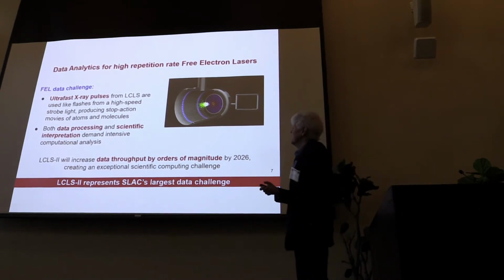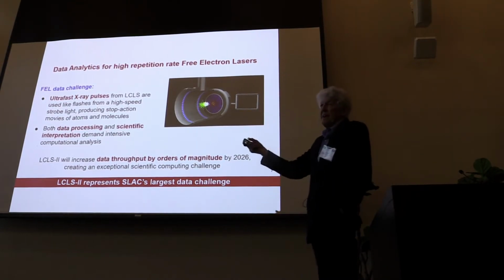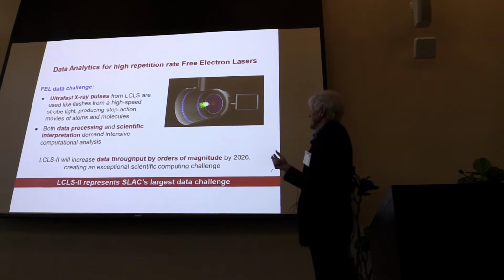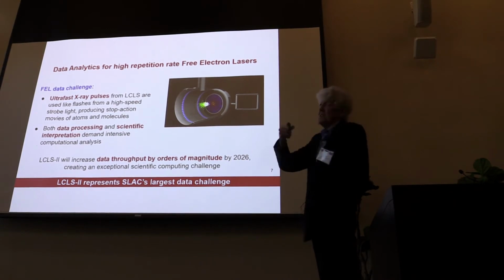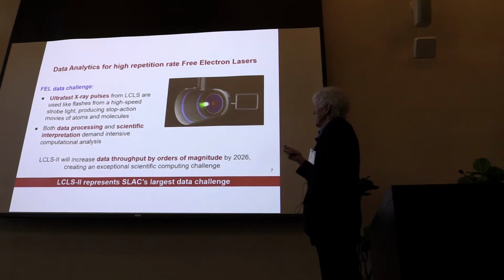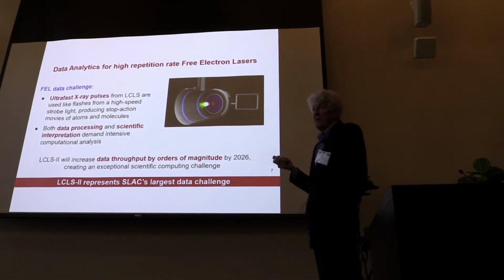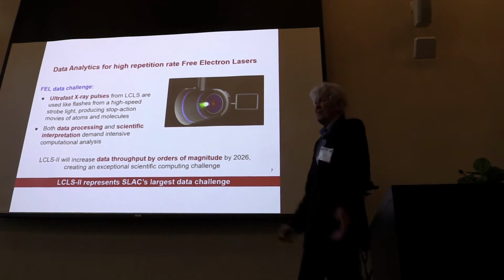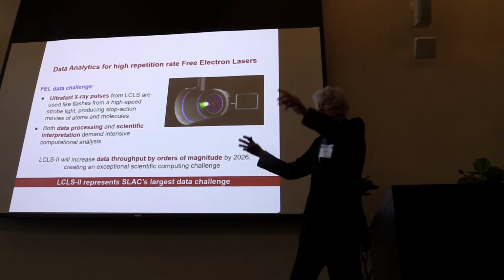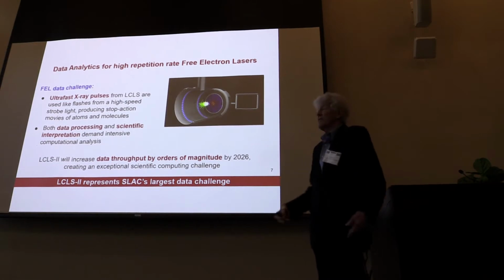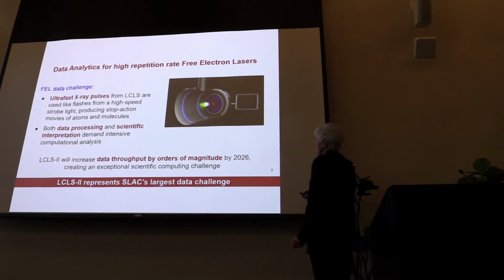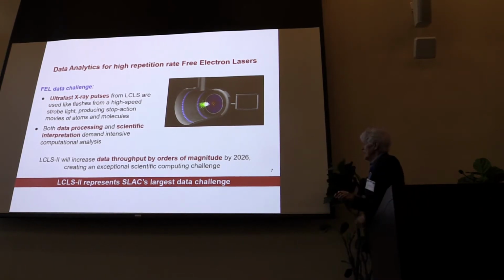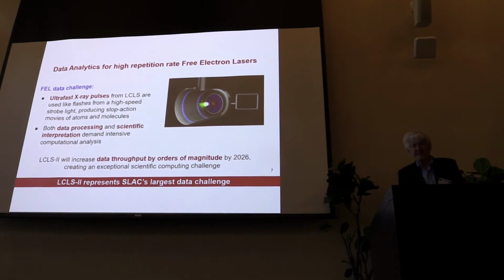So let's get to the data analysis. We've got an incredibly high rep rate, up to a megapulse per second. They're ultra-fast X-ray pulses, used like flashes from a high-speed strobe lamp. For both data processing and scientific interpretation, you have to reconstruct the waves as they interfere, as they come past your needs, to actually find out what the needs look like. So they're very demanding on computational analysis. And then the other exciting but certainly difficult thing is that the data rates are going to increase enormously.